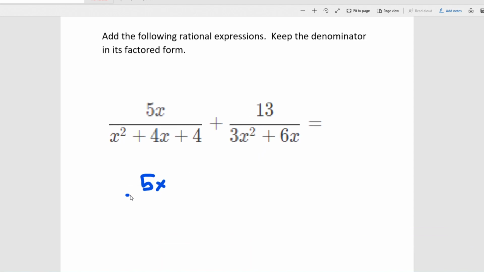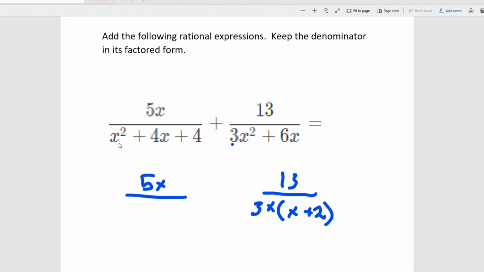So we got 5x over, and then we got 13 over. So we're going to factor the denominators. This looks like it's a common factor of 3. 3 divides both, and there's an x that divides both. So 3x. And then, so 3x squared divided by 3x. That gets rid of 3 and gets rid of one of them, so there's just one left over. 6x divided by 3x. So the x's divide to 1 and go away. 6 divided by 3 is 2.